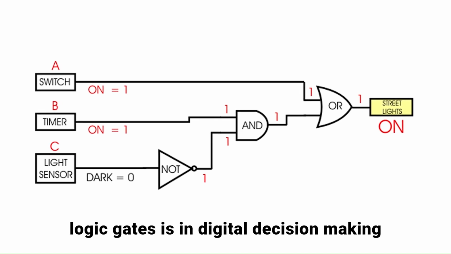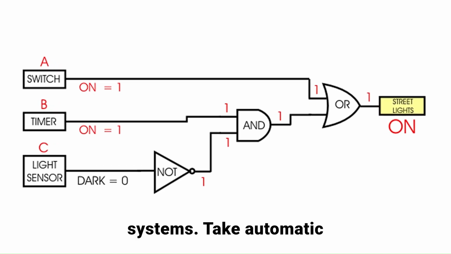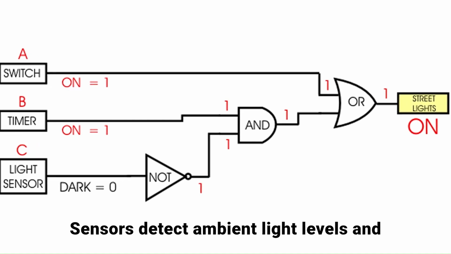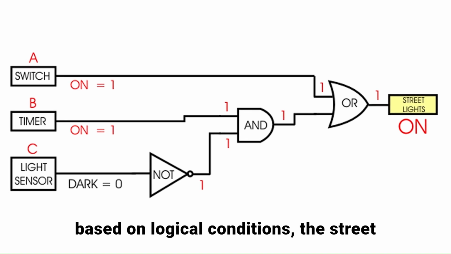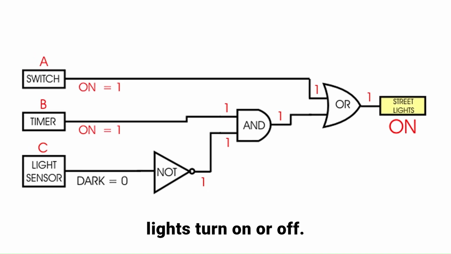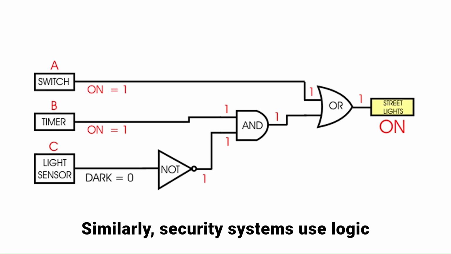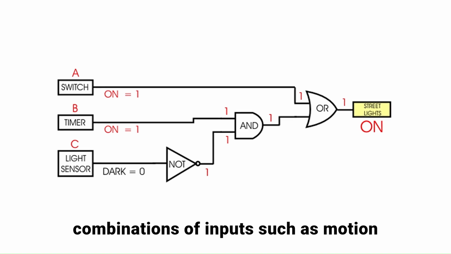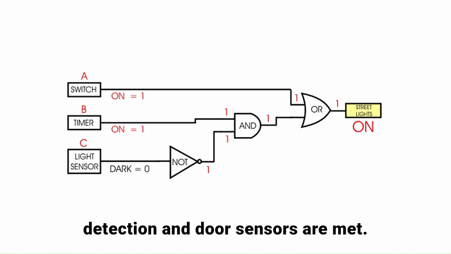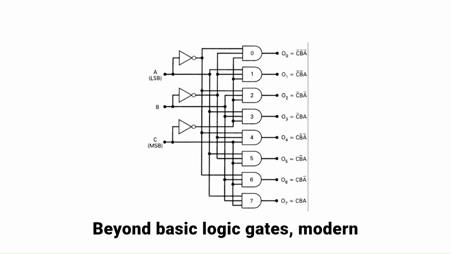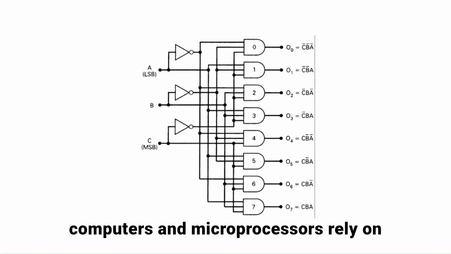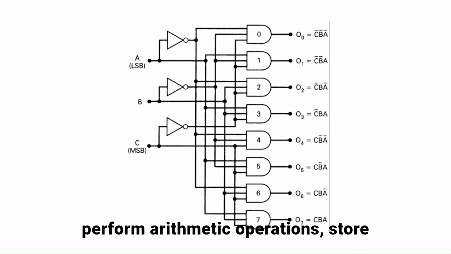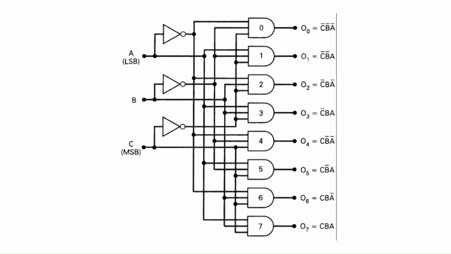One of the practical applications of logic gates is in digital decision-making systems. Take automatic streetlights as an example. Sensors detect ambient light levels, and based on logical conditions, the streetlights turn on or off. Similarly, security systems use logic gates to trigger alarms when specific combinations of inputs, such as motion detection and door sensors, are met. Beyond basic logic gates, modern computers and microprocessors rely on large-scale integration of these gates to perform arithmetic operations, store data, and execute instructions.